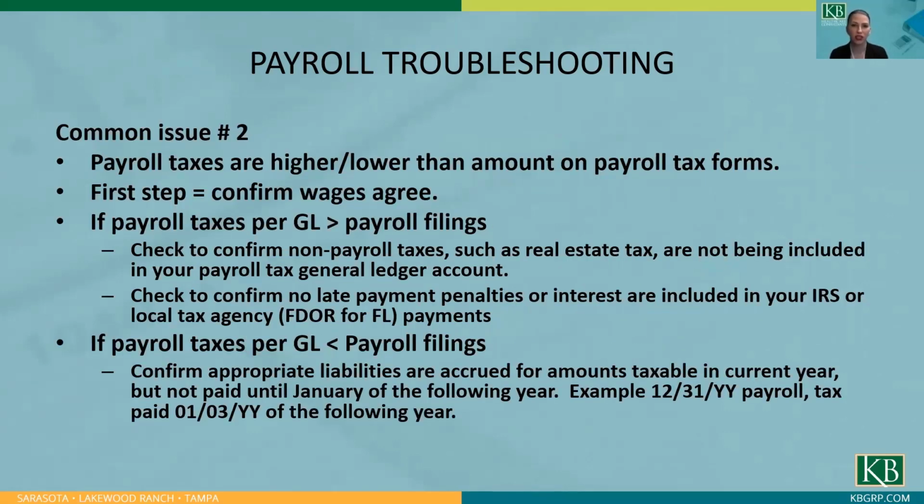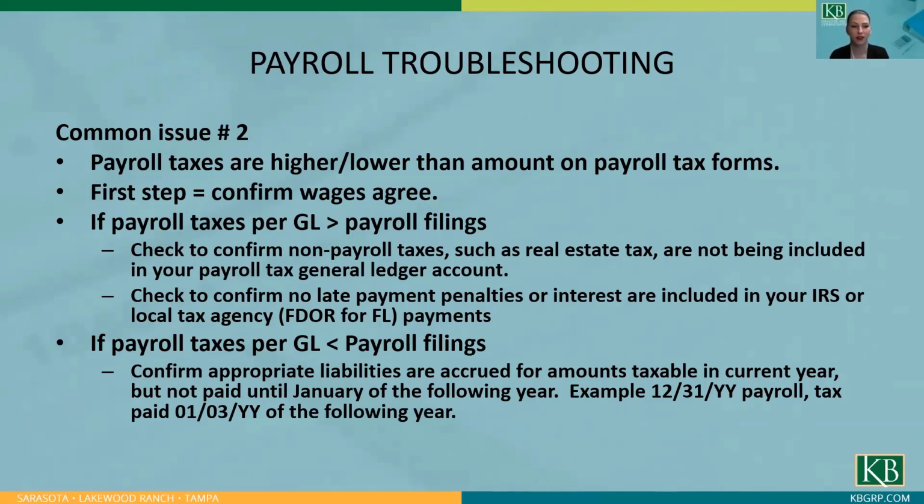So if our wages tie and we think we're good to go, but we're still not balancing with the payroll filings, the next thing to look at would be our payroll taxes. So the second common issue that we see is that our payroll taxes in the general ledger are higher or lower than the amount on the payroll tax forms.